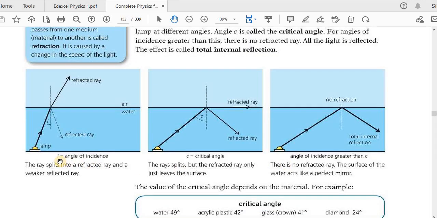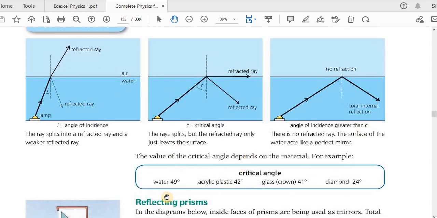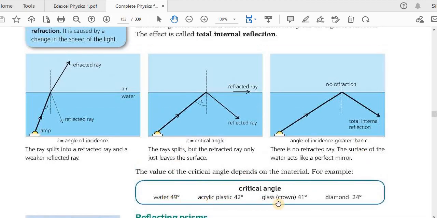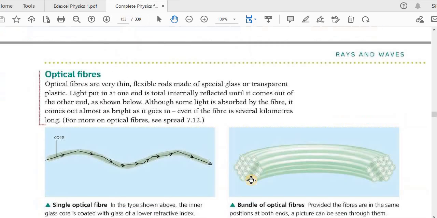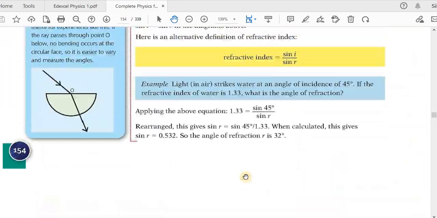And you can see here, i equals angle of incidence, equals critical angle, angle of incidence greater than the critical angle. And they have also given you the values of critical angles for different materials: water, acrylic, plastic, glass, diamond. Now let's go into the Snell's law part.